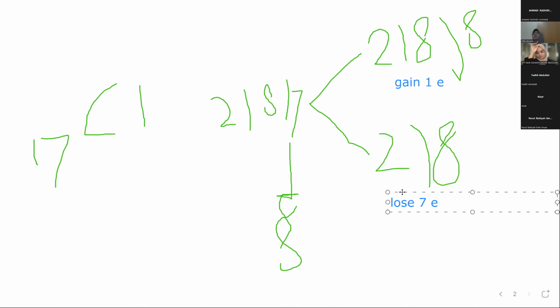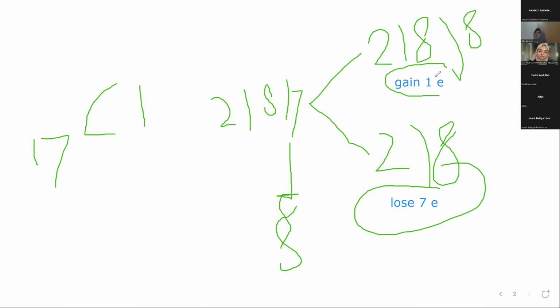So which is the easiest? Gain 1 electron or lose 7 electrons? Which way requires low energy? Gain 1 electron or lose 7 electrons? Gain 1 electron.